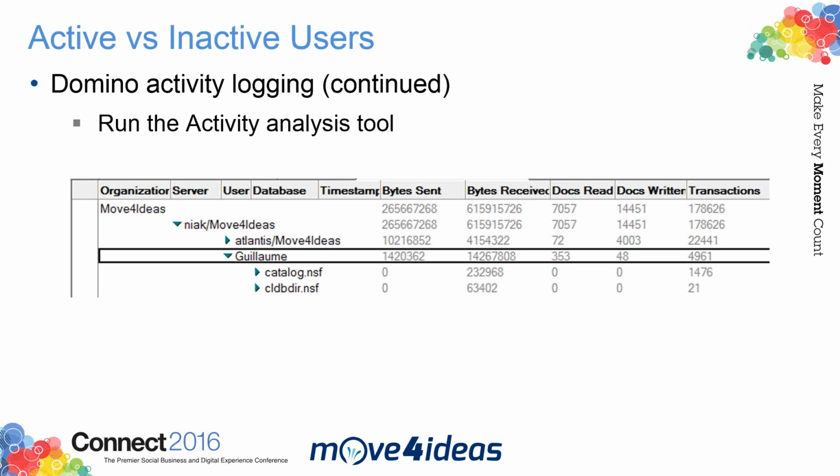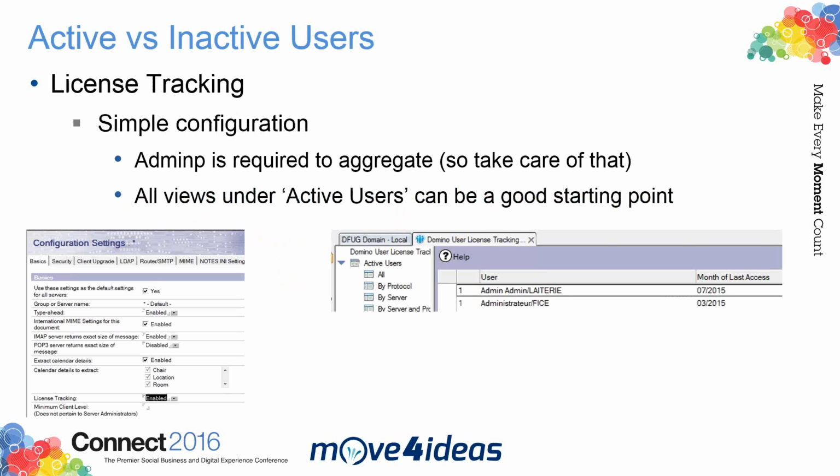For the activity, you can run the activity analysis tool, and then you will have some information about some users and about some databases they used. So you do know how many bytes were sent and received. So if you take into account only mail files, you will have the correct information. So you will need to export the information and do some sorting to have the information you need for that. The last point is the license tracking.